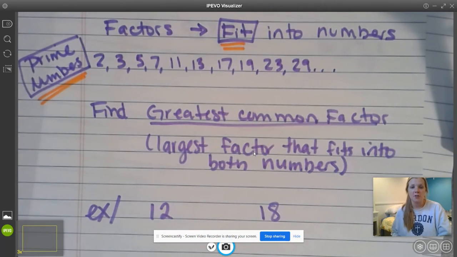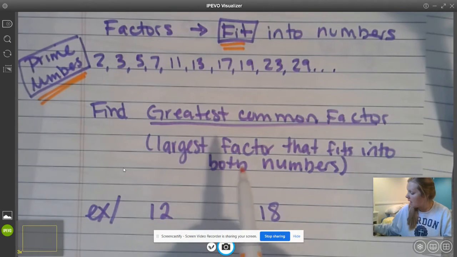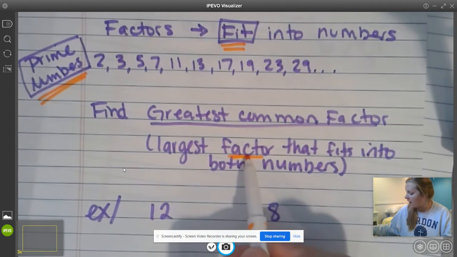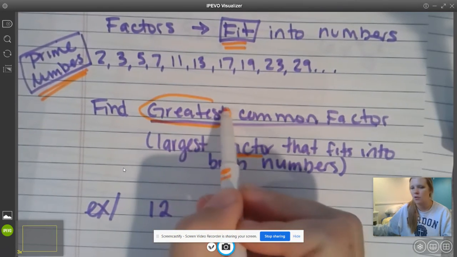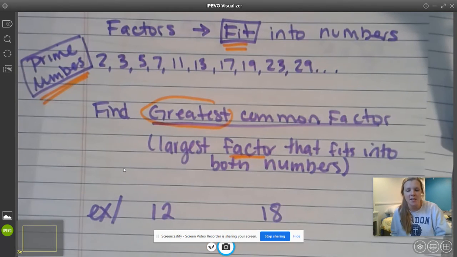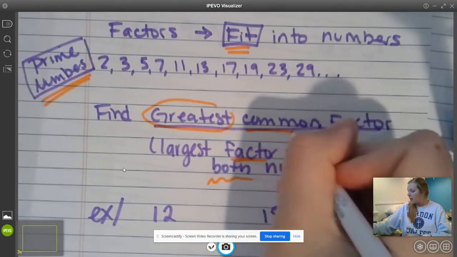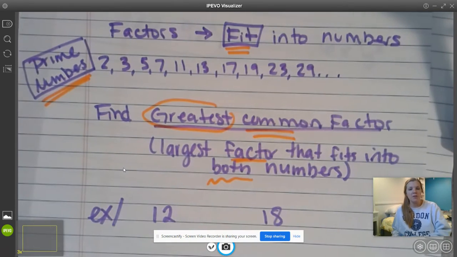Okay, and then our directions are going to say for these practice problems to find the greatest common factor. And I just want you to be reminded that the greatest common factor is the largest factor. That's why it's called the greatest and the largest. It's the biggest number that fits into both numbers. Both is what the common comes from. So when you find the greatest common factor, it's the largest factor or the largest number that goes into both of the numbers we're looking at.